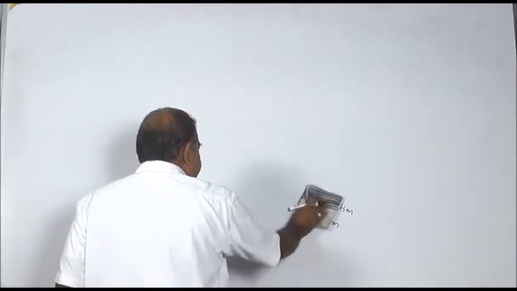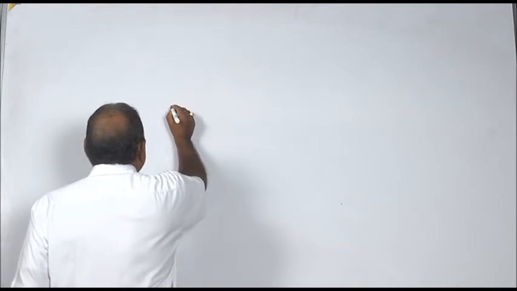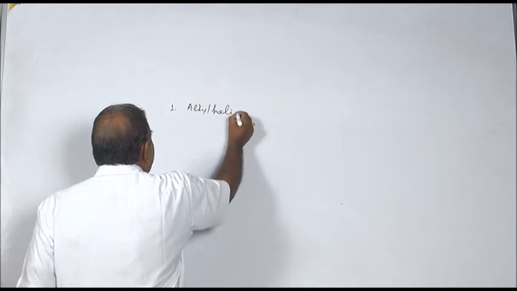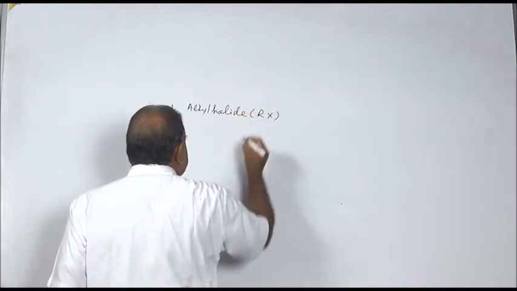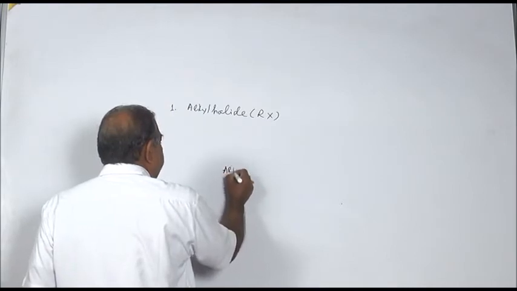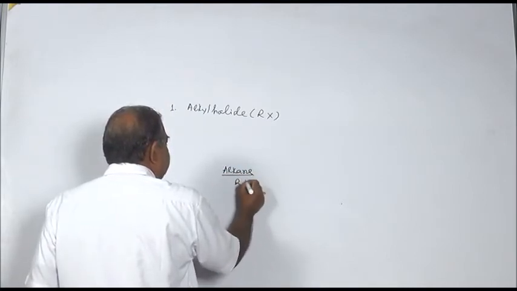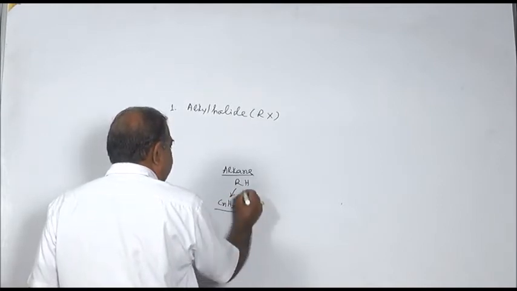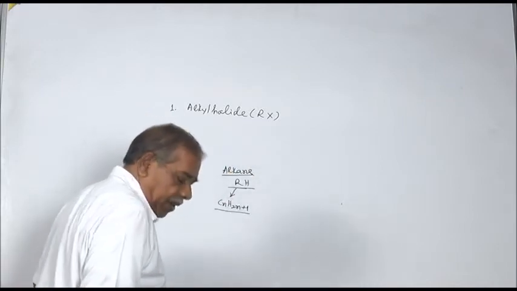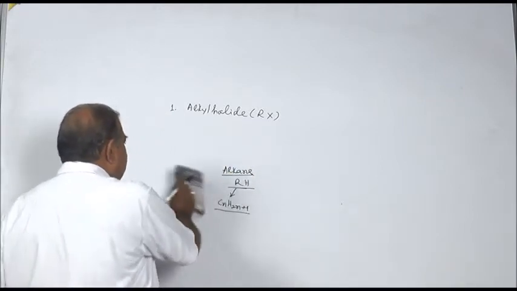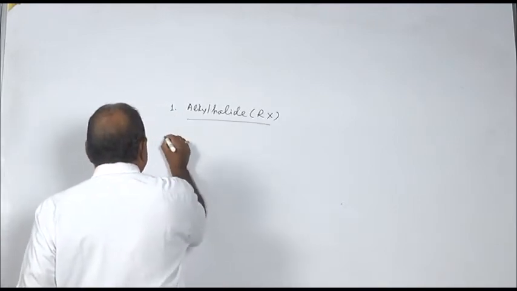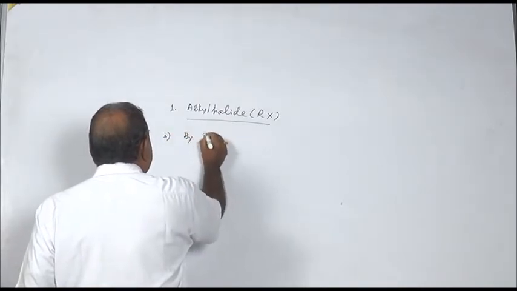Now from different sources we get alkanes. Number one source is your alkyl halide, whose general formula is RX. For alkane we can write RH, because R is CnH2n plus 1, and when a hydrogen atom is added to it we get alkane. From alkyl halide there are two methods of preparation. Method 1 is by reduction.